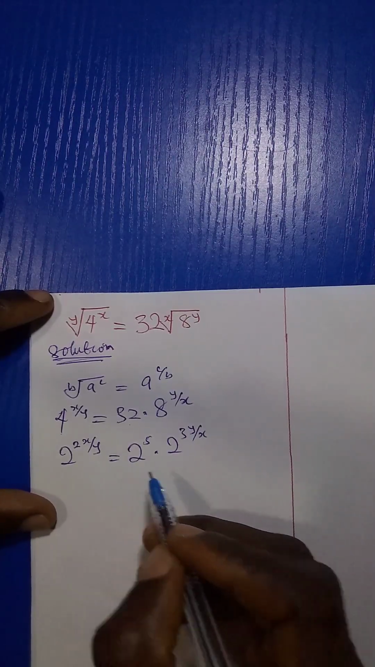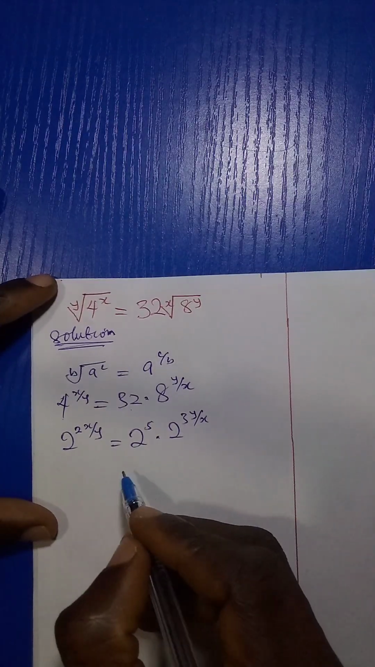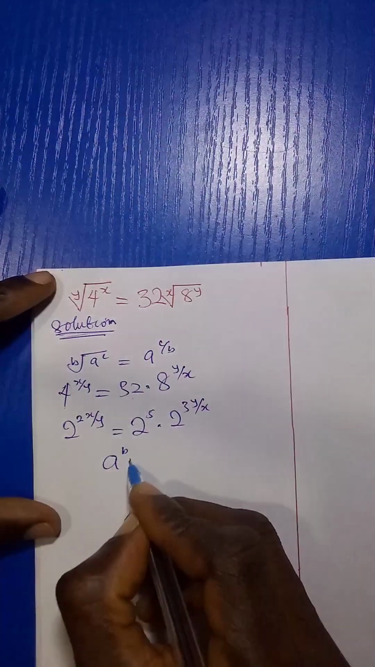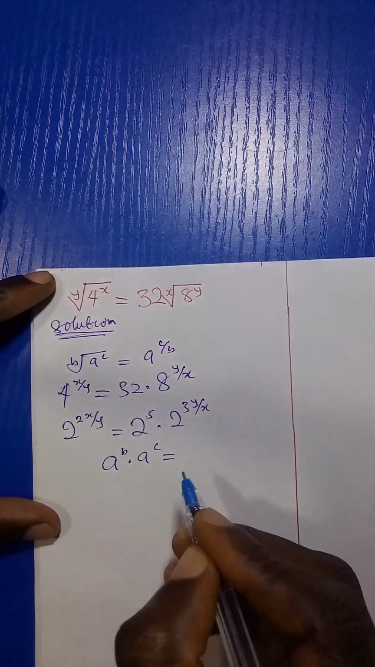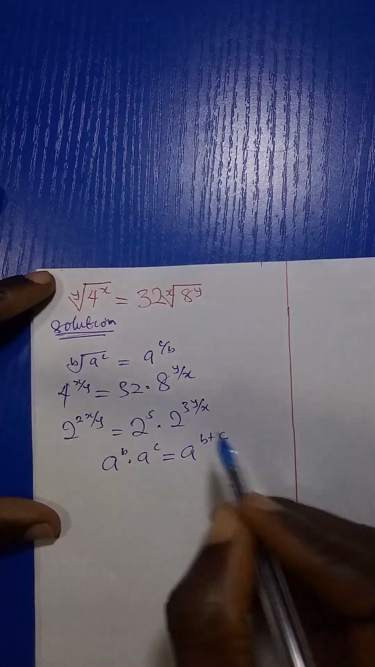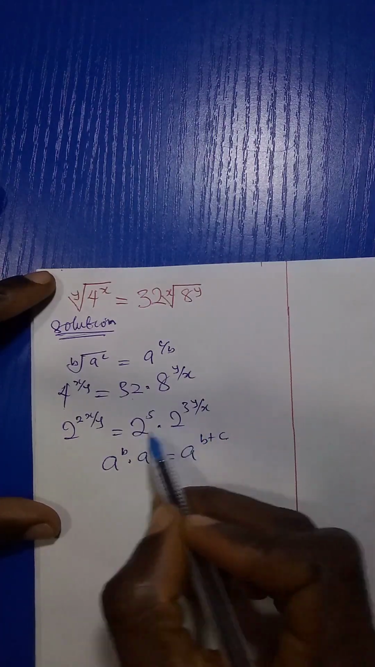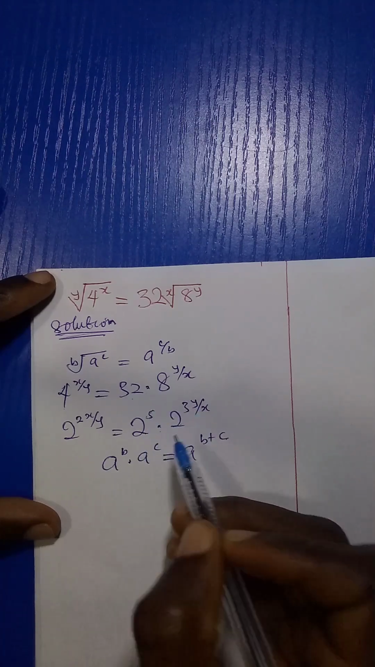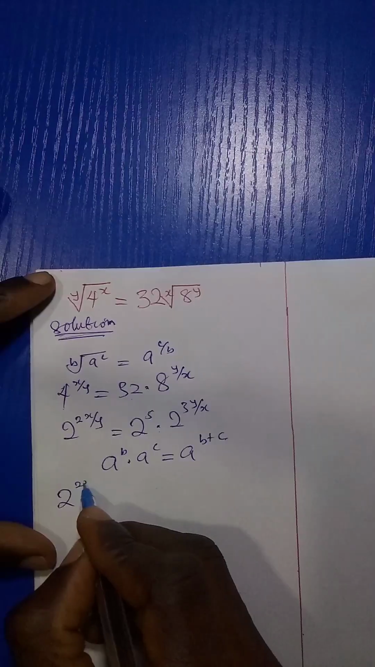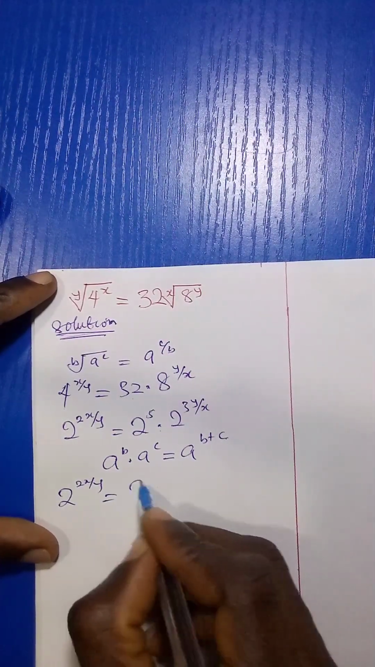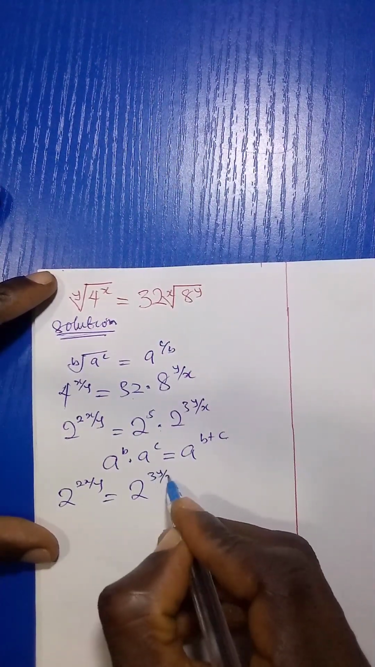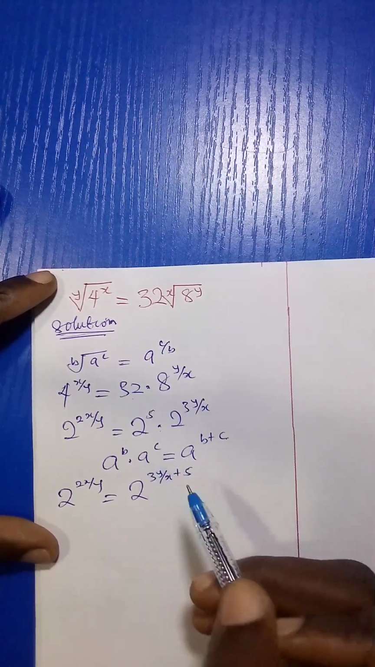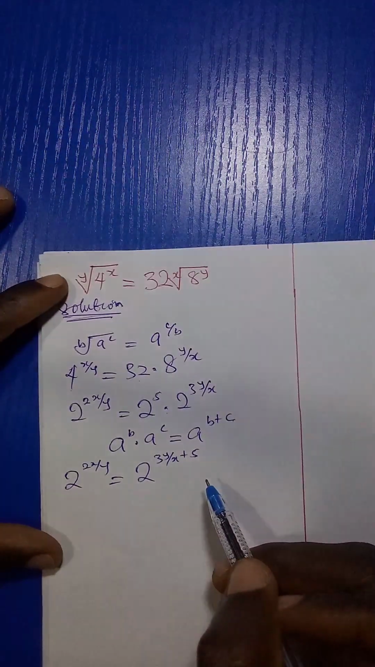Now we need to apply another property of indices, and that is the addition law of indices. If I have a raised to power b times a raised to power c, I can write it as a raised to power b plus c. It simply means that since the base is the same, I can add the powers together because the bases are being multiplied. So it becomes 2 raised to power 2x over y is equal to 2 raised to power 3y over x plus 5. I choose to write this lastly because addition and even multiplication are commutative operations.